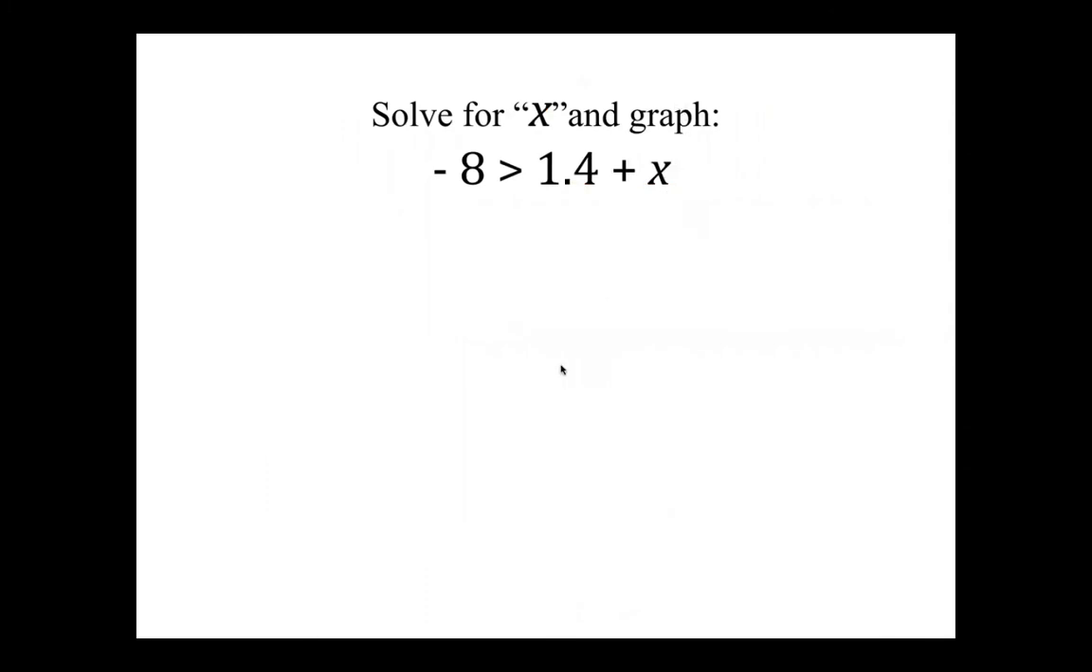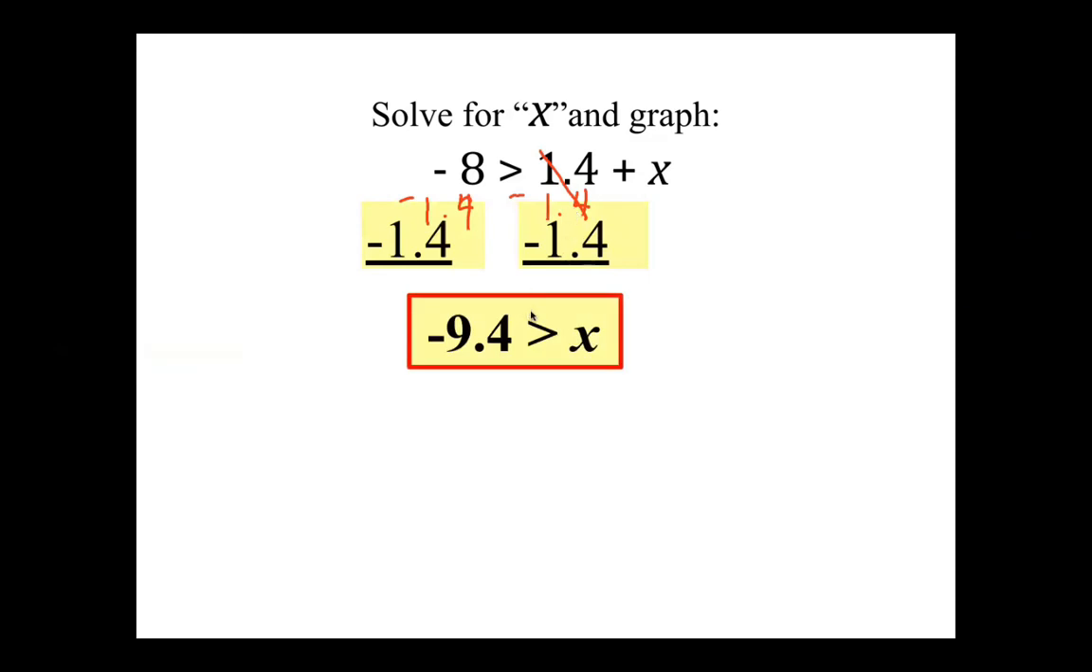Now we're going to solve for x and graph this inequality. We have -8 is greater than 1.4 plus x. We're going to first undo any addition by subtracting 1.4 from both sides. 1.4 cancels, and -8 minus 1.4 will give us -9.4. We have -9.4 is greater than x.